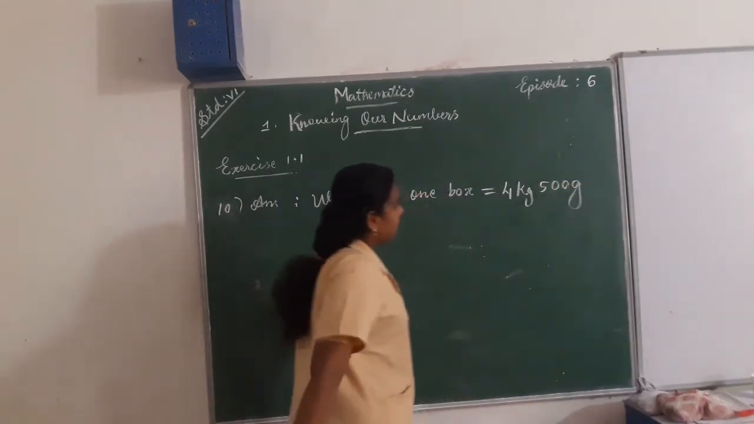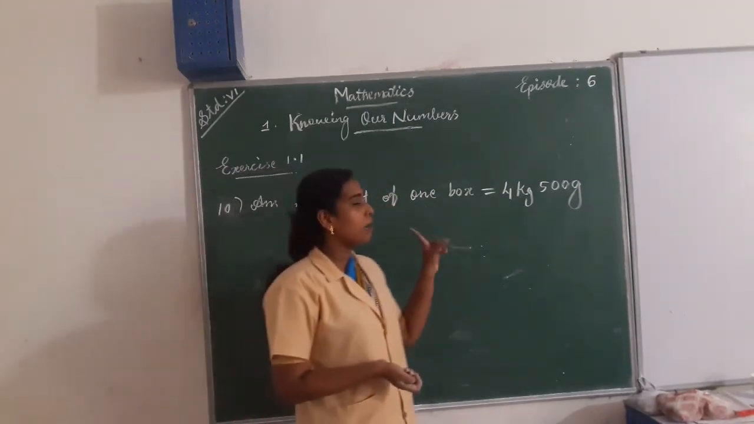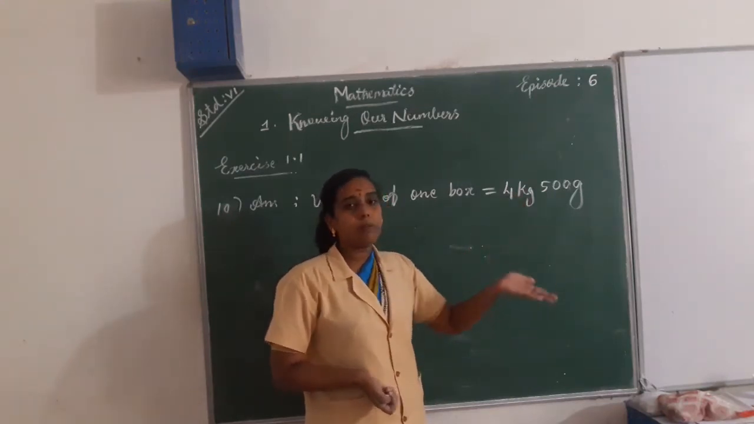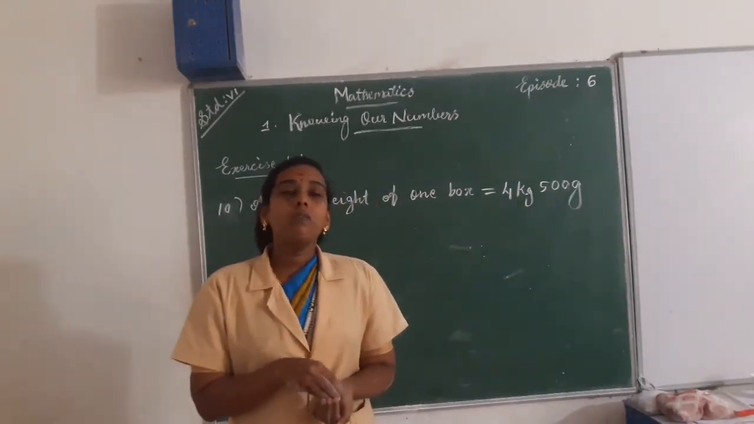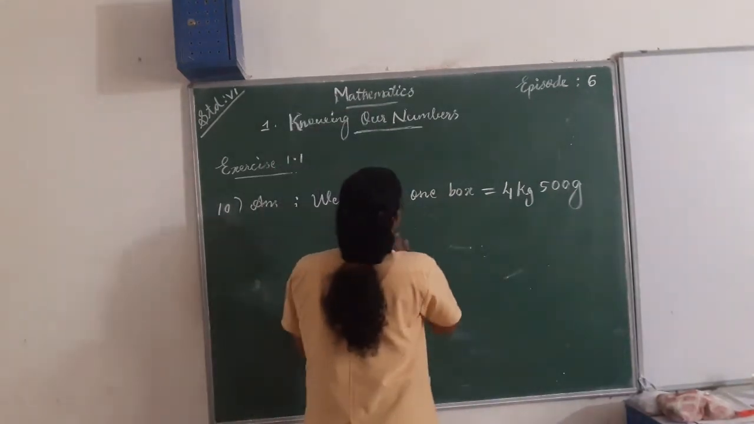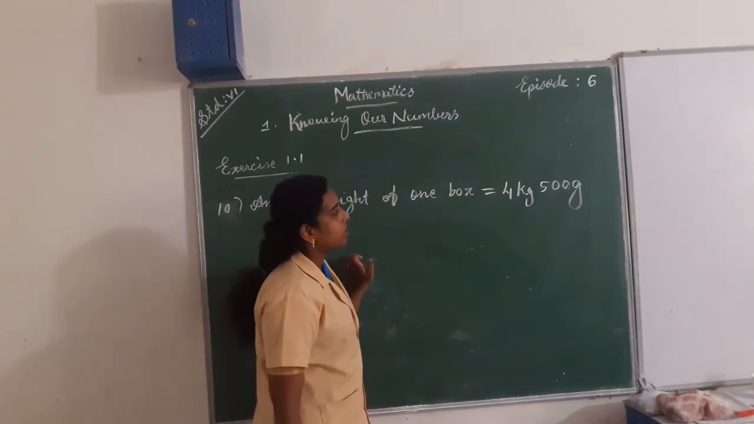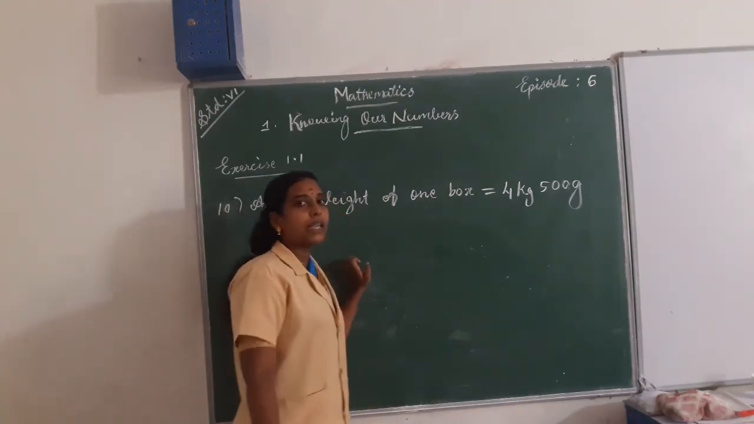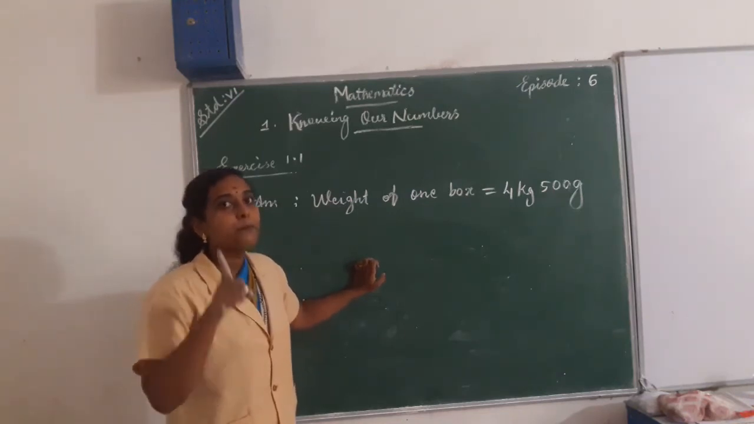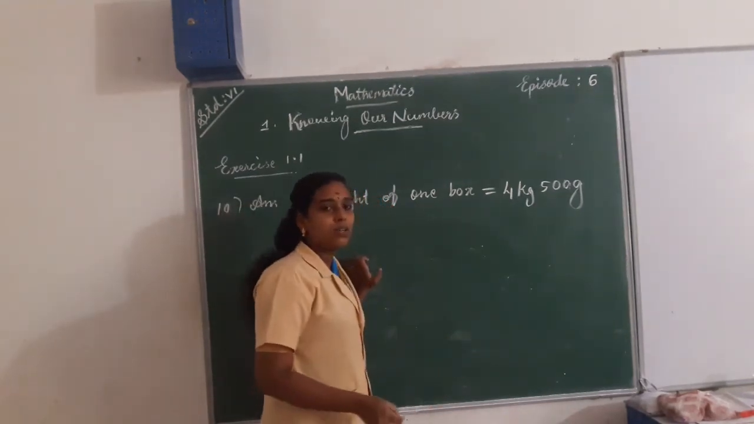It is also in kilogram and gram, and we convert kilogram into gram. For finding the answer, we convert kilogram into gram. How can we convert kilogram into gram? Yes, for converting kilogram into gram, we multiply the number of kilogram by 1000.